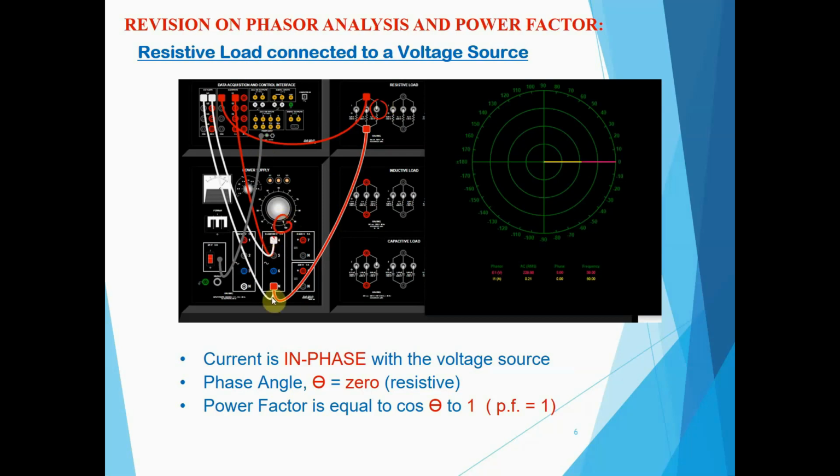It means line to neutral. What will be the line to neutral voltage here? 220 volts, right? From 4 to N. I'm measuring that. So when I click the phasor, as you can see here, the voltage and the current are in phase with each other. To summarize, the current is in phase with the voltage source.